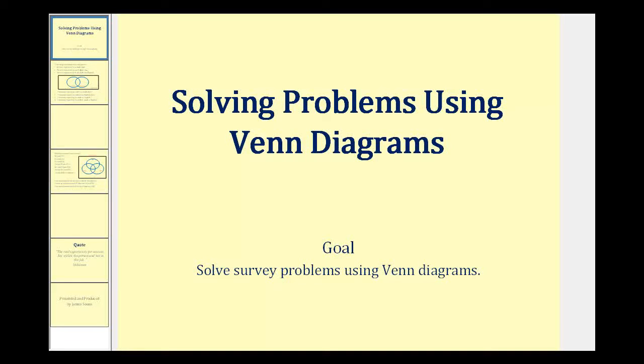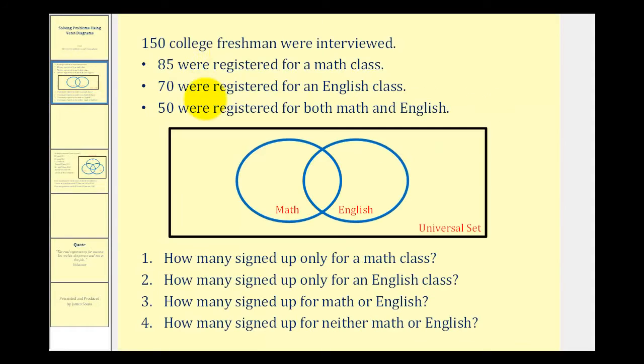Welcome to a lesson on solving problems using Venn diagrams. Let's take a look at our first example. 150 college freshmen were interviewed, so these students make up our universal set for this example.